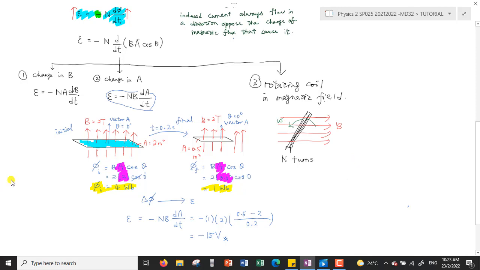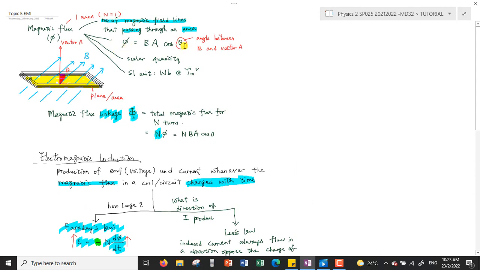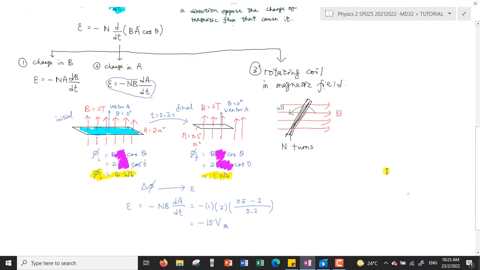How come the flux will change with time when we rotate the coil? This is because the value of flux actually depends on the angle between the B and vector A. So as we rotate the coil, the value of angle theta changes, so it will bring the change to the value of flux. Okay, I show you in the video.